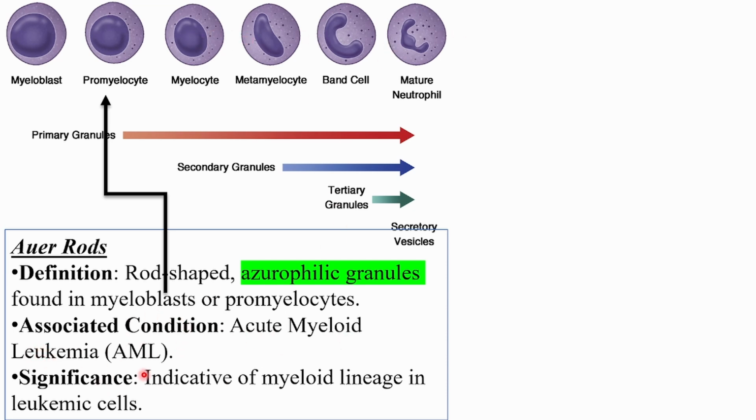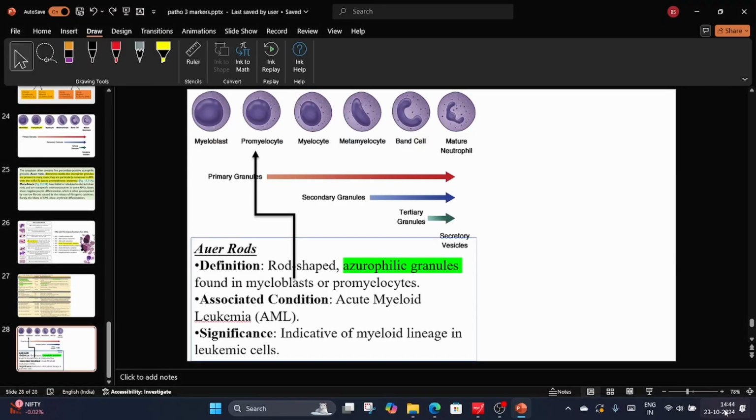Associated with acute myeloid leukemia. So we have two kinds: chronic and acute. In acute we have myeloid leukemia and lymphoid leukemia. Here we are talking about the myeloid series, because all the neutrophils are coming from it. Why myeloid? Because myeloperoxidase is in these cells, myeloperoxidase in the neutrophils. Those all clump together to form azurophilic granules, those needle-like structures. Significance: indicative of myeloid lineage in the leukemic cell. So that is about Auer rods.